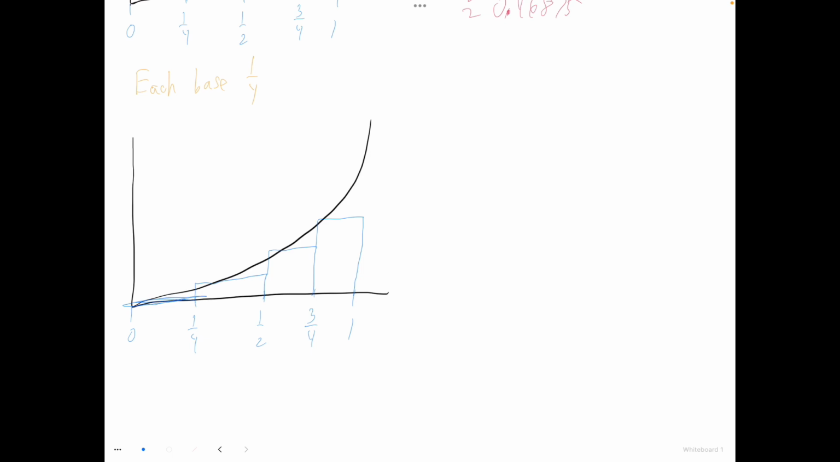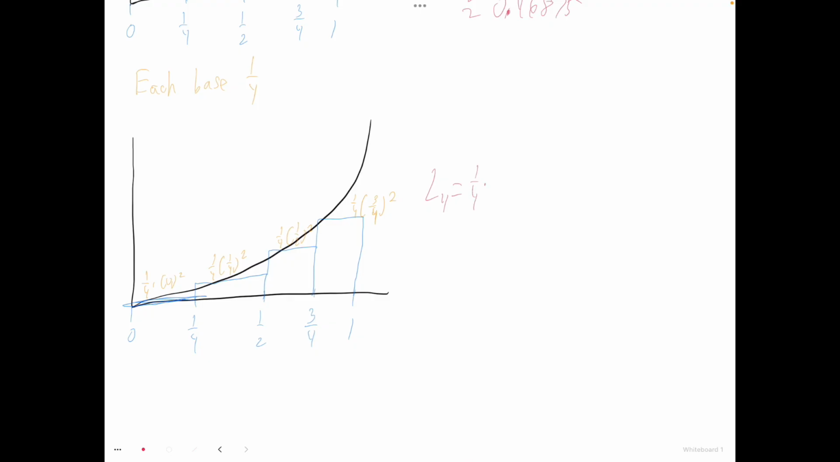And so, again, each of these bases is 1/4. So for the first rectangle, we have 1/4 the base times the height, which is 0 squared, 1/4 times 1/4 squared, 1/4 times 1/2 squared, and 1/4 times 3/4 squared. And again, we're getting the heights just by plugging them into the function y equals x squared. And now we're going to add all these up to get another approximation. And so since we use the left side, we're going to call this L4.